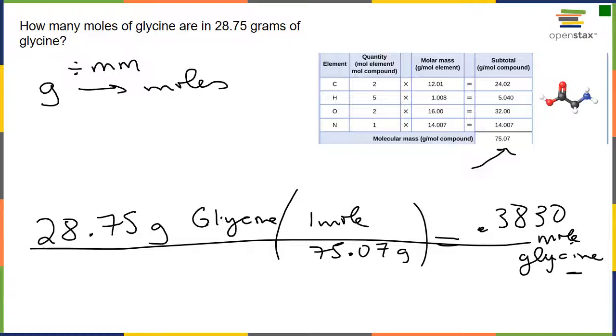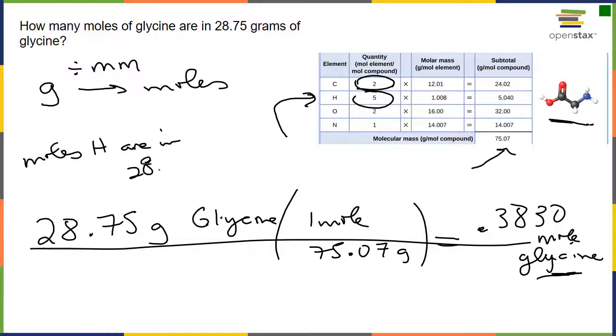Now, let's ask a different question. Instead of just going for moles of the compound, let's consider moles of the individual atoms within the compound. And let's realize that if we have 1 mole of this total glycine, we're going to have 2 moles of carbon, we're going to have 5 moles of hydrogen, etc. So if we wanted to ask a secondary question here, how many moles of hydrogen are in our 28.75 grams of this compound, we're going to have to take moles of glycine and multiply by the ratio of atoms of hydrogen for every molecule of this stuff, or moles if you want to look at it that way.